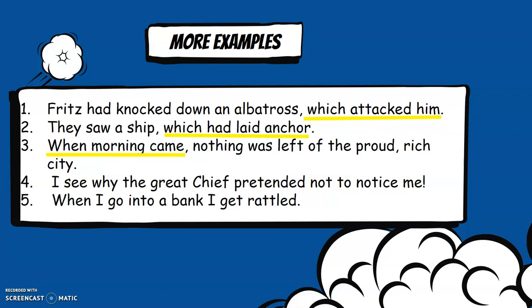Next, "I see why the great chef pretended not to know, pretended not to notice me." So "I see" is what? It is a main clause here. Why? Because it makes a complete meaning. You see, you saw something. But why the great chef pretended not to notice me? We don't know the reason. So that means "why the great chef pretended not to notice me" is a dependent clause and "I see" is a main clause.